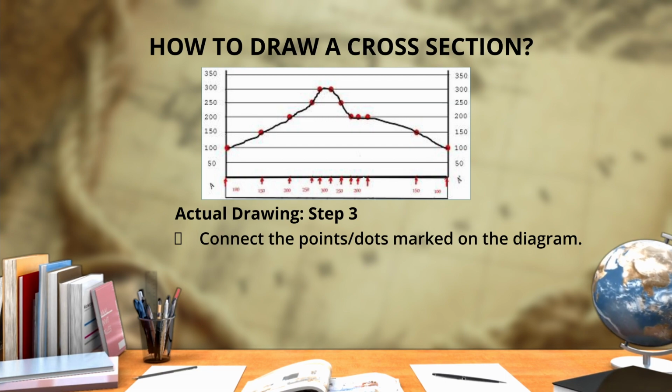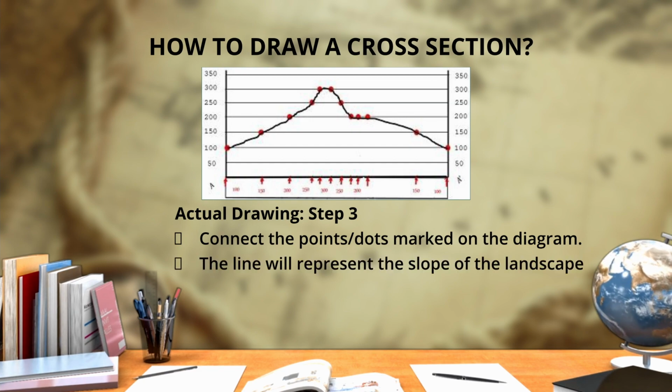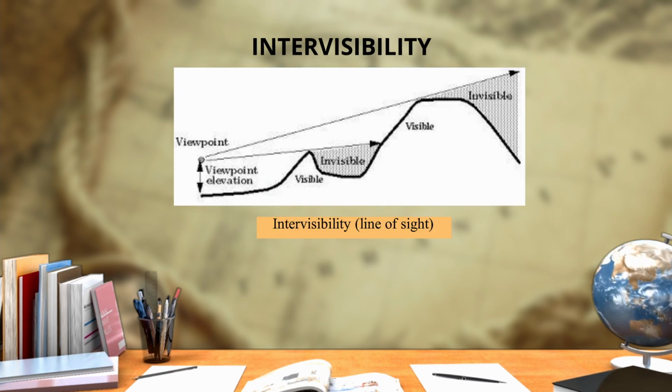After putting all the dots in that space, we connect the dots on the diagram, and the line should be drawn with a free hand and not using a ruler. The line which is connecting the dots should be drawn using a free hand and not a ruler. Now this line, after drawing this, will represent the slope of the landscape or a certain landform.